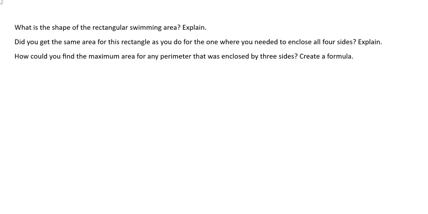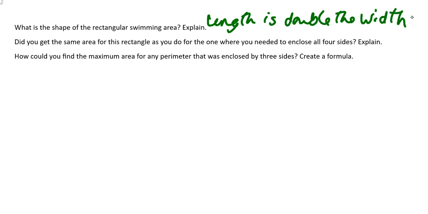So let's look here. It says, what is the shape? So in this case, it's a rectangle, but it's a special rectangle where the length is double the width. So it's not a square, it's a rectangle where the length is double what the width is.